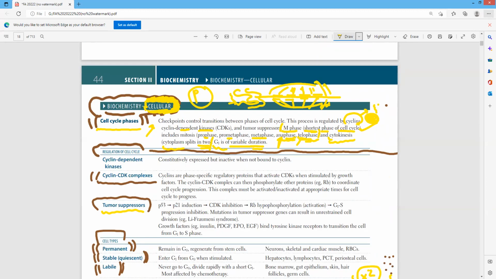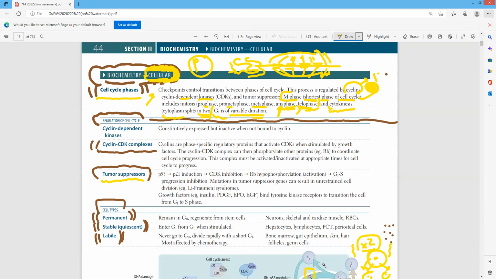But remember, interphase is the shortest phase of the cell cycle. Okay. Let's see the regulation of the cell cycle. We have cyclin-dependent kinases, cyclin-dependent kinase complexes, and we have tumor suppressors.